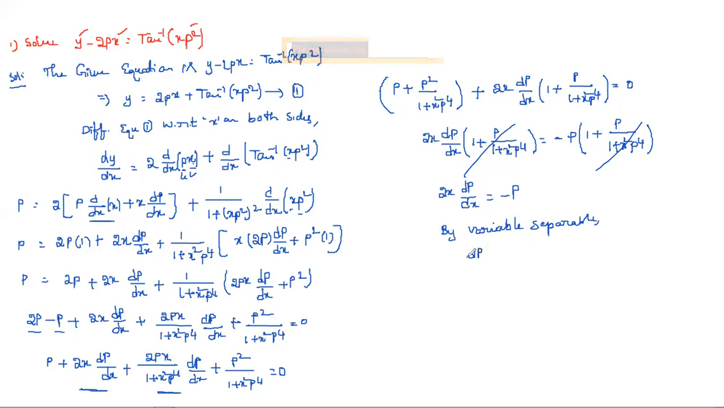So dp by p is equal to minus 1 by 2x dx. Minus 1 by 2x dx. And if you want, you can take 2 to this side also. So there it is, minus 2 by p dp is equal to 1 by x dx. Integrating on both sides. On integrating.